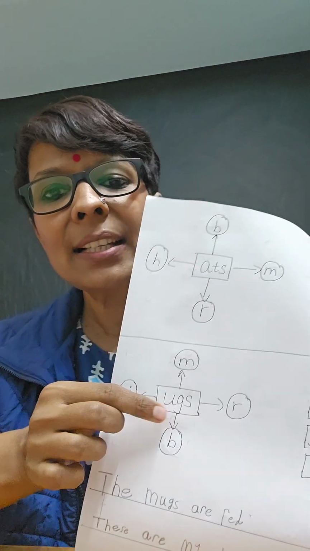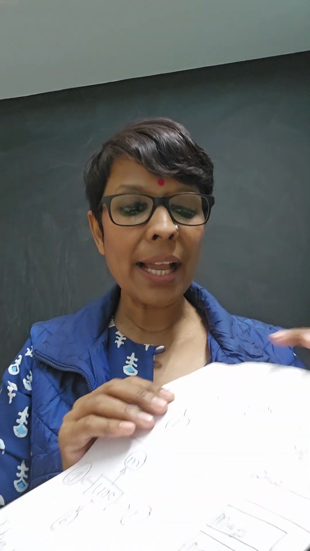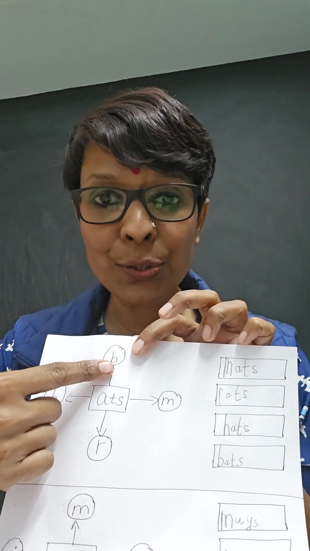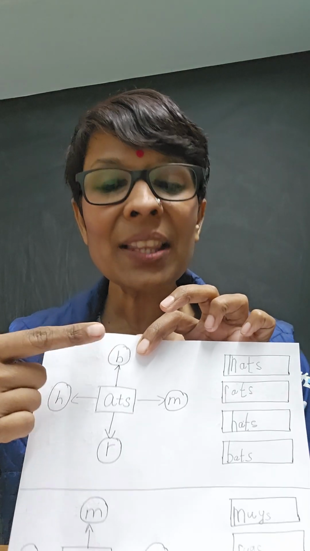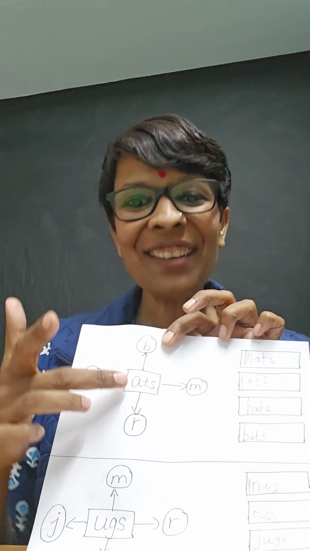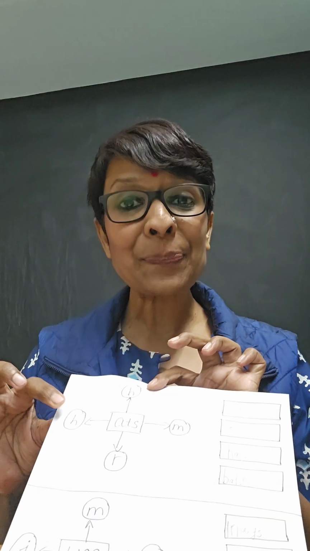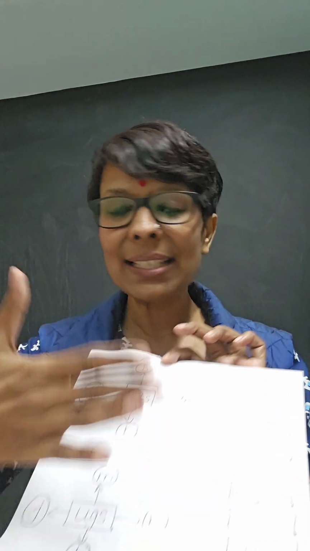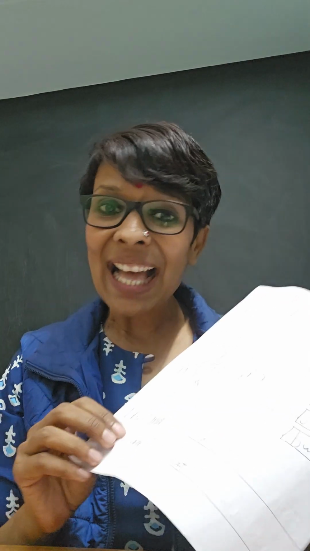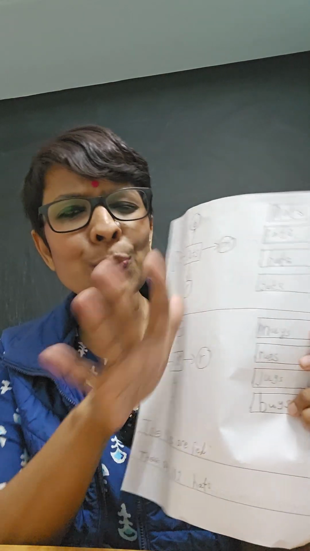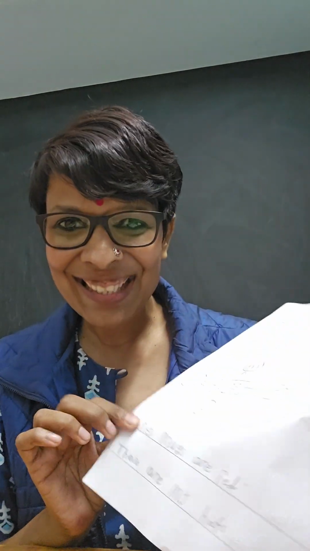So like ats, ugs, oughts and ends. And what I have done is that I have also gone ahead and given the letters here. So the child has to connect the letter, that is the initial sound, with the rhyme and then go ahead and make the word. So for example, bats, hats, rats, mats, so on and so forth. And also try and use one or two of these words in a sentence.